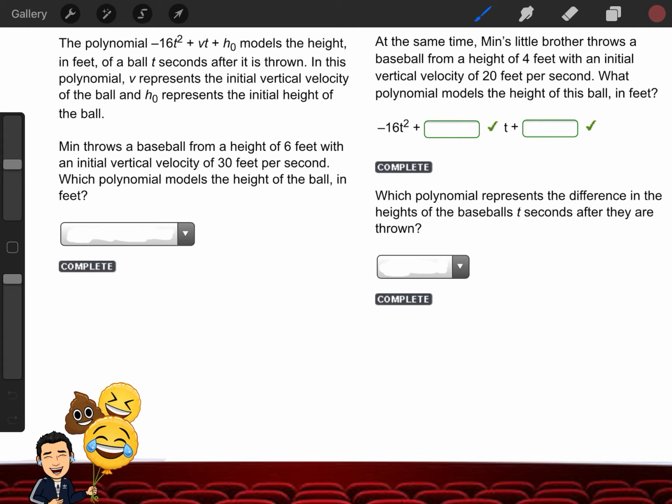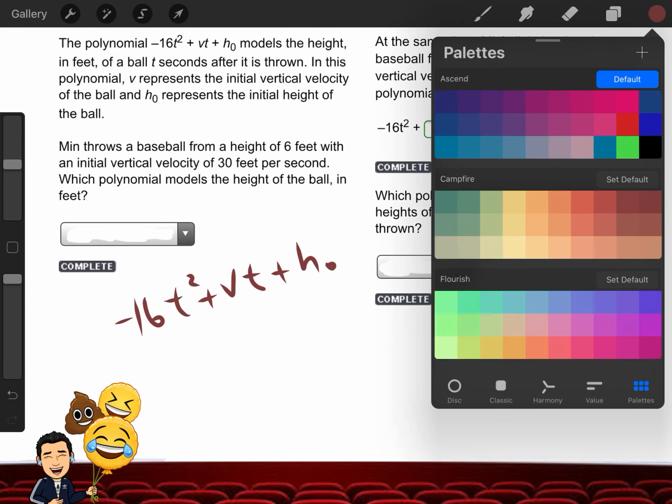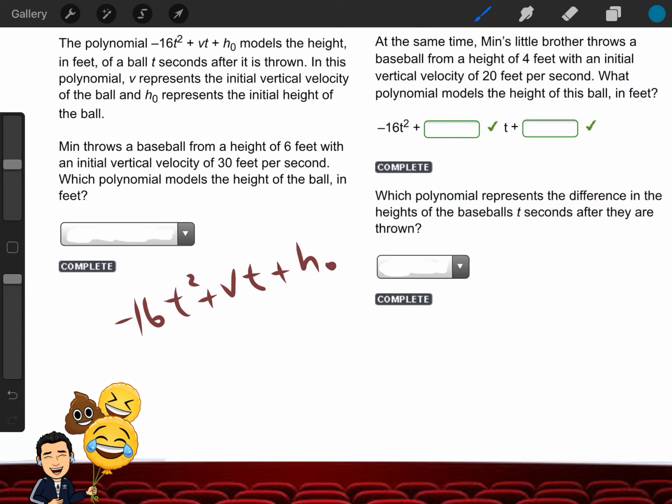This next one looks like it's about to give you a bunch of questions, so let me simplify for you. Negative 16t squared plus vt plus h. This is the initial height, I'm just simplifying for you. And this is the speed, the velocity.